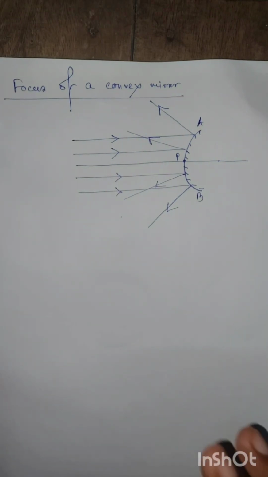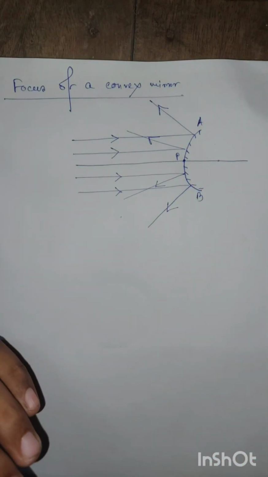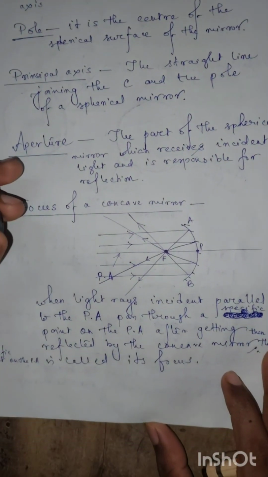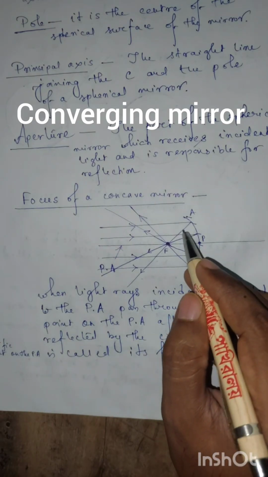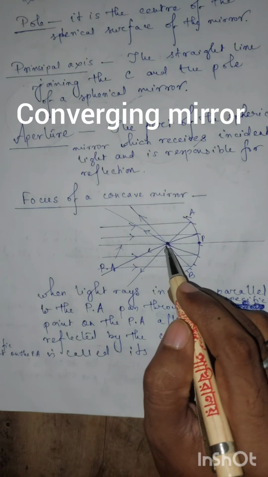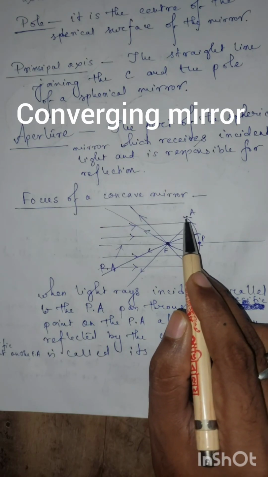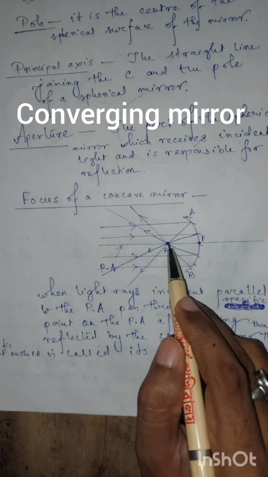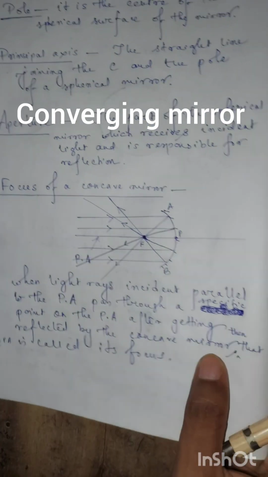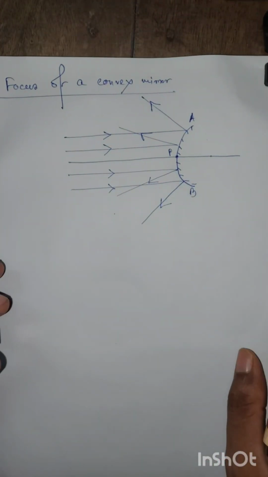So we can see in this case after reflection these rays, the reflected rays do not meet at any point, but in the previous case, in the case of concave mirror, the light rays are meeting at a certain point after getting reflected. After that they are going in different directions. Okay, but after the reflection from the mirror they meet at a certain point on the principal axis. But in this case the rays are not meeting anywhere.